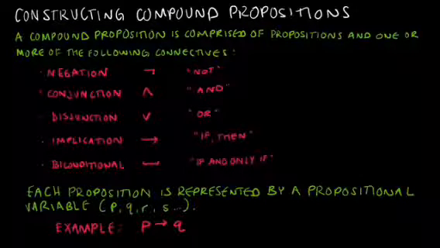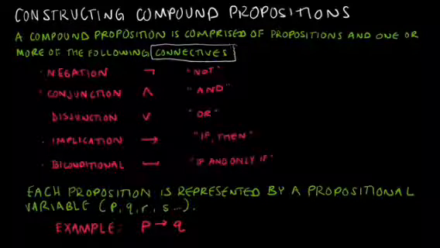So propositions themselves are fairly straightforward. Again, we're using a lowercase letter, P, Q, R, S, etc. to represent a proposition. And then what we're going to do is we're going to end up making a compound proposition using these connectives. So I want you to think of these connectives like operators, as I would take 1 plus 2. That's an operator. So these are just operators for propositions.